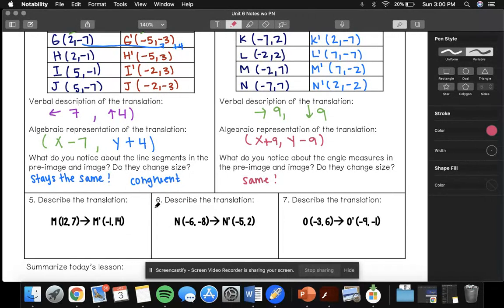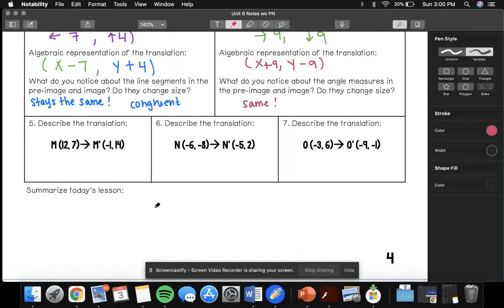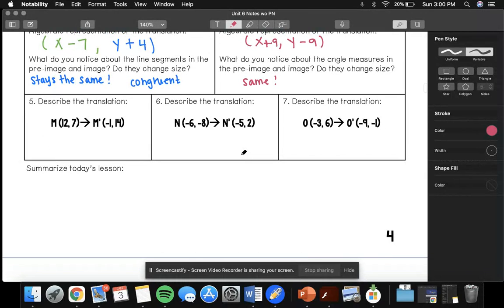Okay. So what we are going to do is tomorrow we're going to start off with these 3 problems. You can try them if you'd like, or if you'd rather just wait, that is fine. But I'm going to give you the answers now since we're doing it in class. So describe the translation. So we have M to M prime.